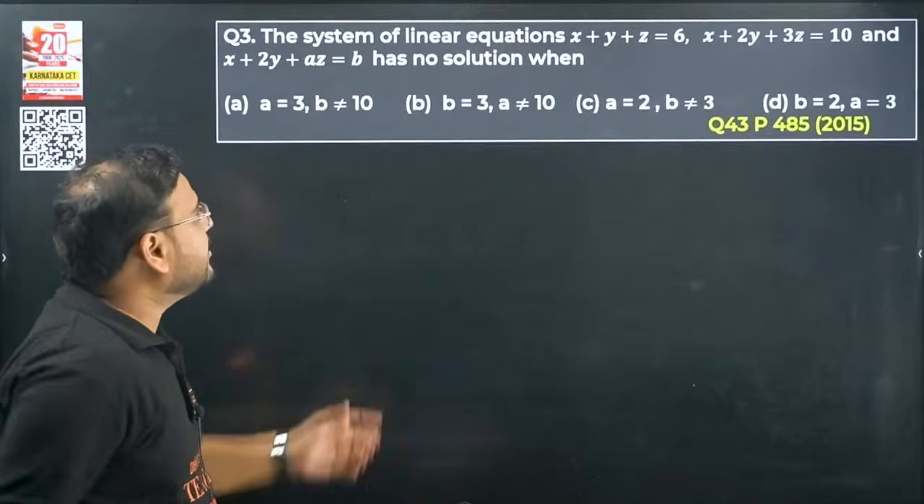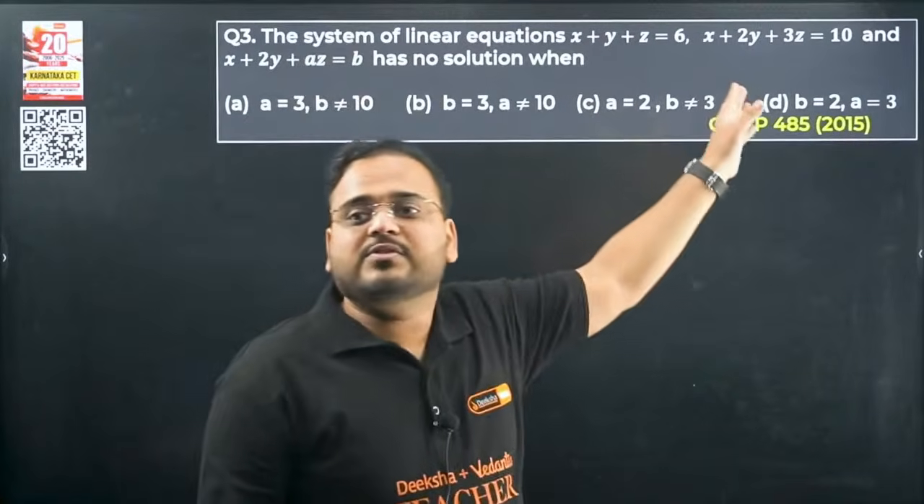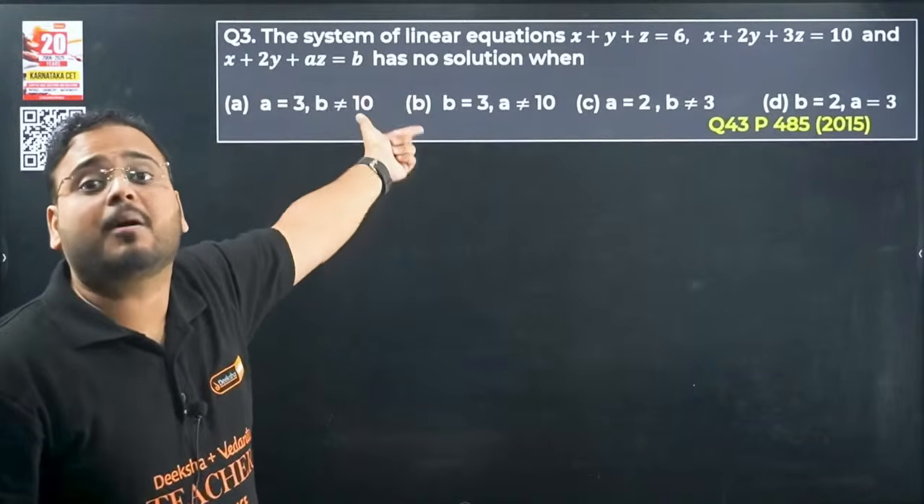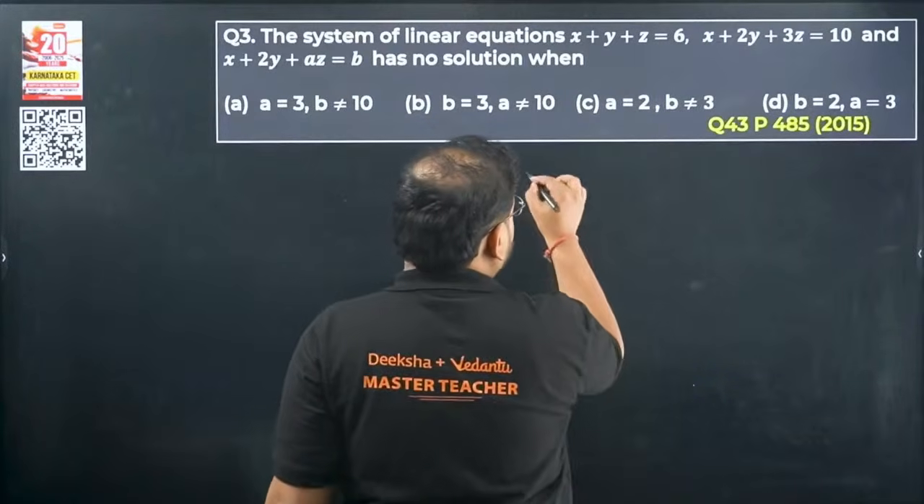What do we have in question number 3? This question is a system of linear equations with 3 variables. We are looking for no solution, which means the inconsistent form. We all know that we have 2 forms here.